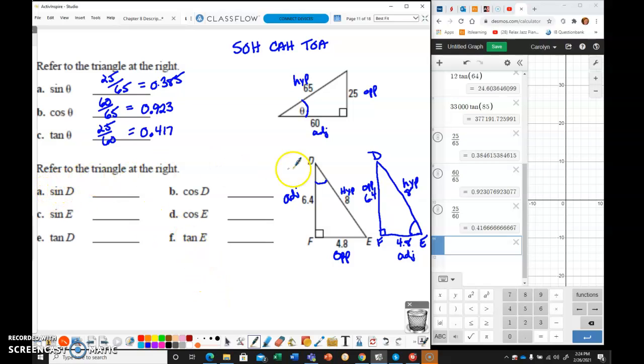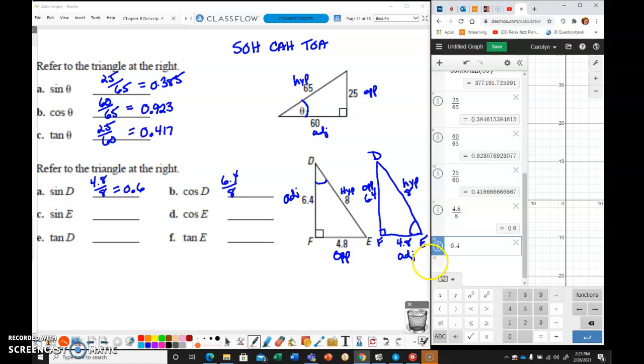So if I'm looking for the sine of D, this is the one that talks about angle D, and sine is opposite over hypotenuse. So I'm doing 4.8 over 8. And that gives me 0.6. Again, I'm talking about angle D, but this time cosine. So I want the adjacent over the hypotenuse. 6.4 over 8. So I do 6.4 divided by 8. And that gets me 0.8.